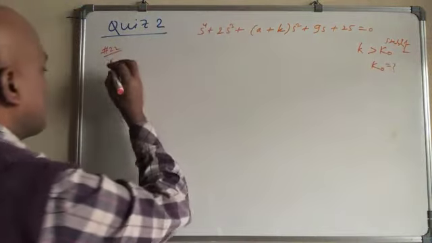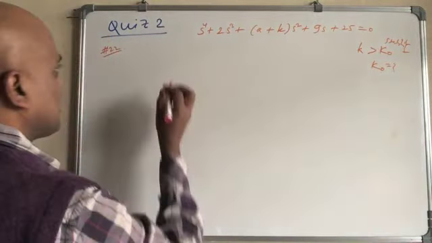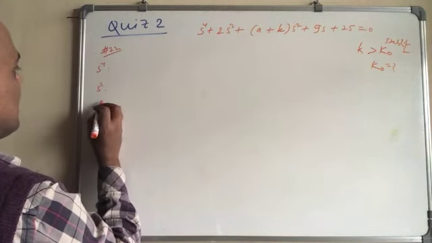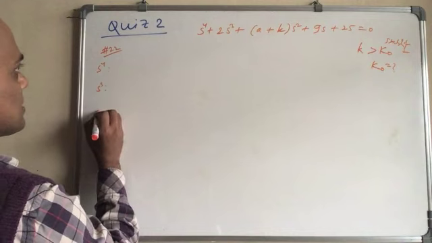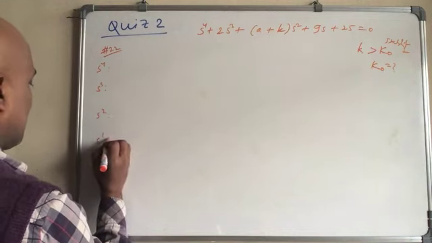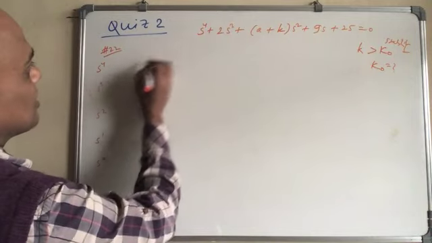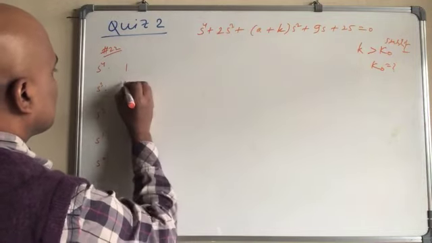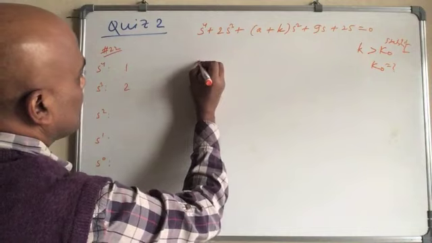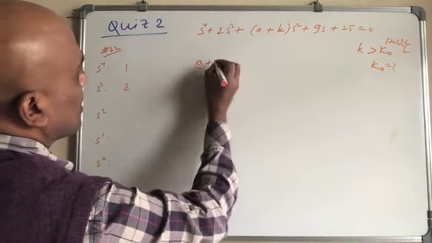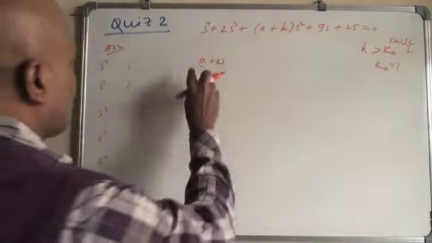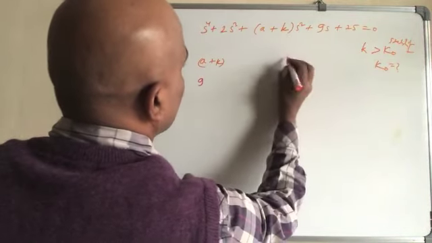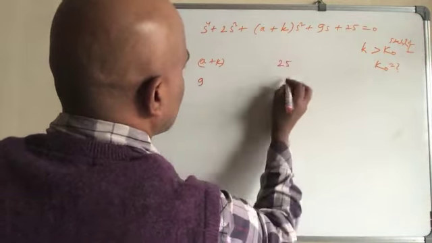Okay, so we are going to make the Routh's array or table. So we have s4 here, and then we have s cube, s square, s1, and s0. So s4 is 1, and then s cube, here we have 2, then we have here a plus k value, and then we have 9 here, and after that we have 25 here. So 0 here.